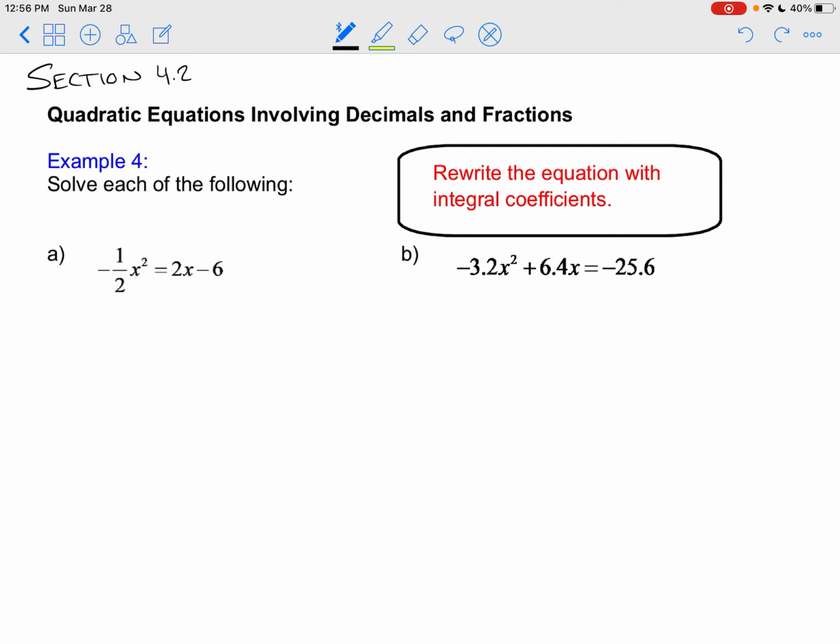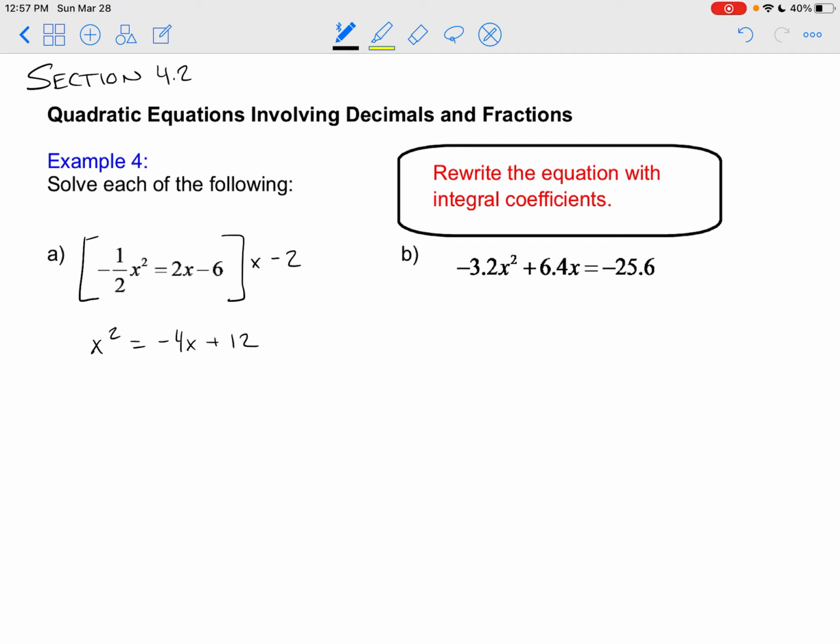So we have negative a half x squared is equal to 2x minus 6. So what I'm going to do is multiply both sides of this, everything in this equation, by minus 2. And what that's going to do is, for our first term, negative a half x squared, cancel out the negative a half and give us just x squared. And 2x becomes negative 4x, and negative 6 becomes positive 12.